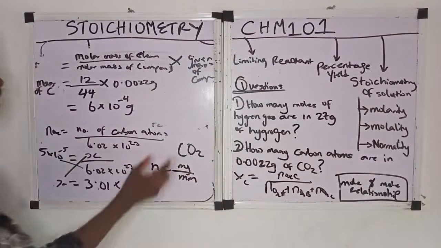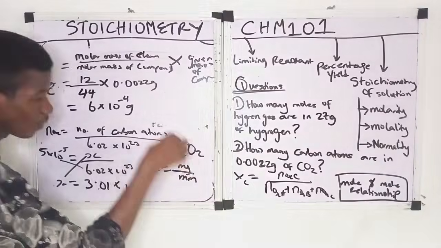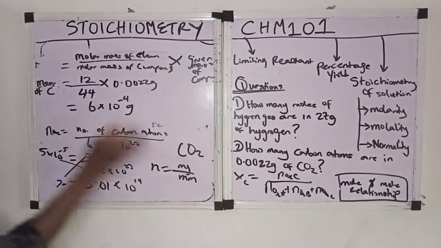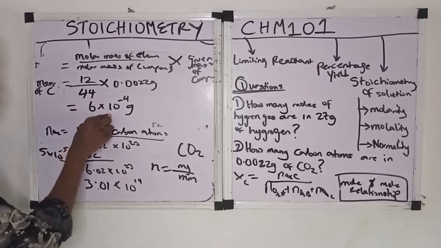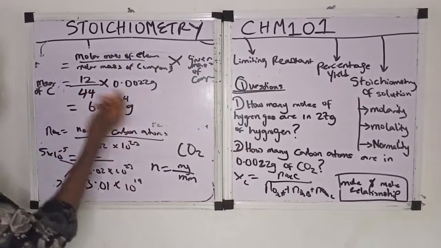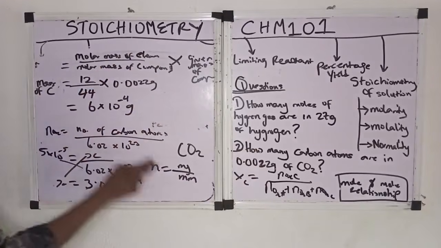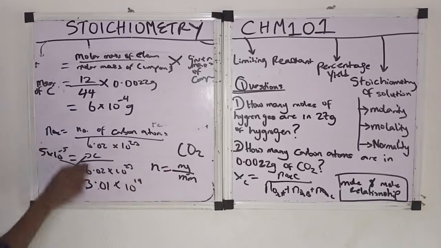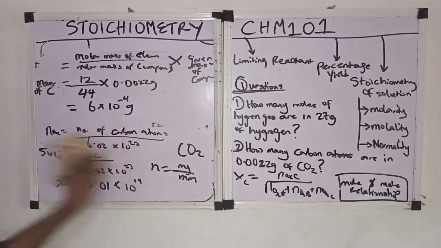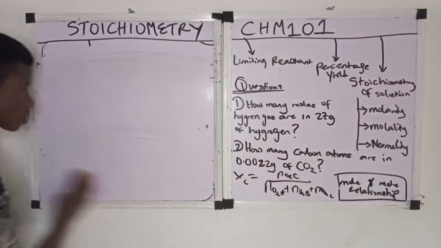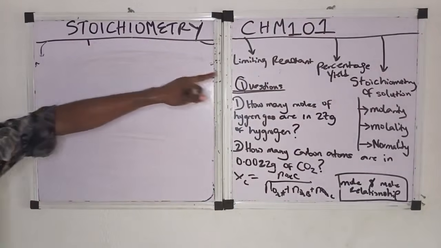So we had to look for the mass of carbon inside carbon dioxide, which was 6 times 10^-4 gram, right? Once we get the mass, we divide it by the molar mass of carbon to get the number of mole of carbon. Then we cross multiply, and we get the number of carbon atoms. So that is just it. Now let's move to the next part, which is limiting reactant.